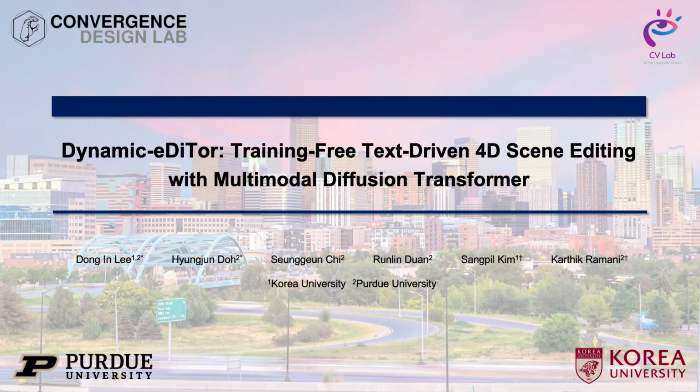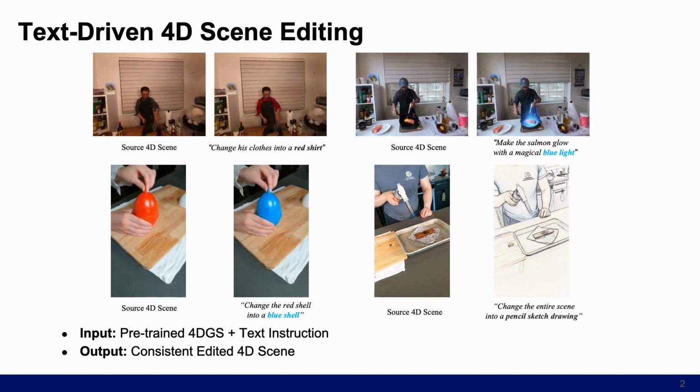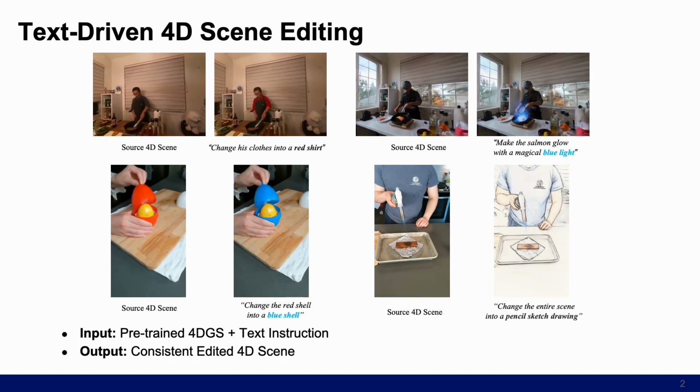Hello everyone, today I will present Dynamic-eDiTor, a training-free framework for text-driven 4D scene editing with multimodal diffusion transformers. Our goal is to edit dynamic 4D scenes using only text instructions. As shown in the teaser, Dynamic-eDiTor supports diverse edits, including local appearance changes, object-level visual effects, and global style transformations. Importantly, the edited scene remains consistent across both camera viewpoints and time.